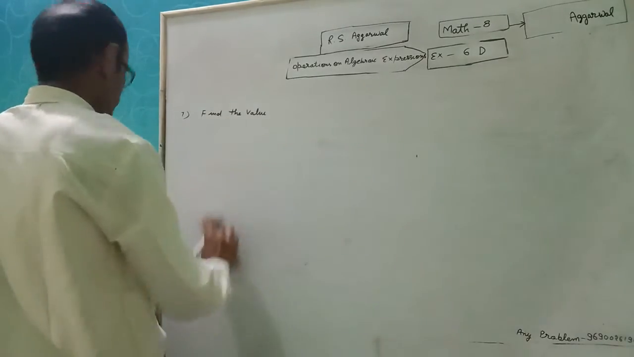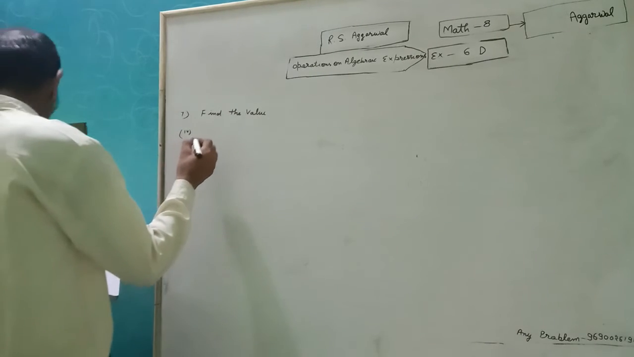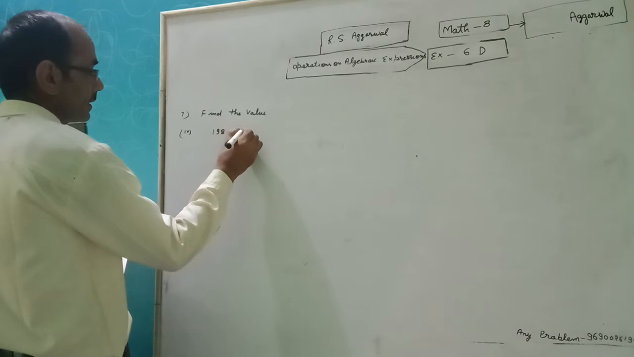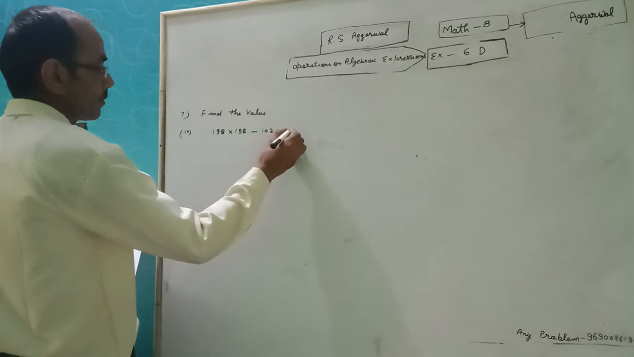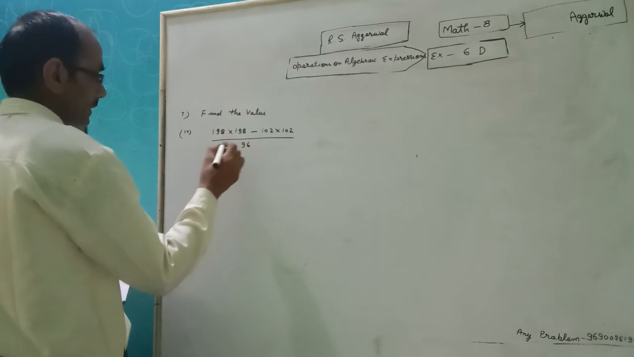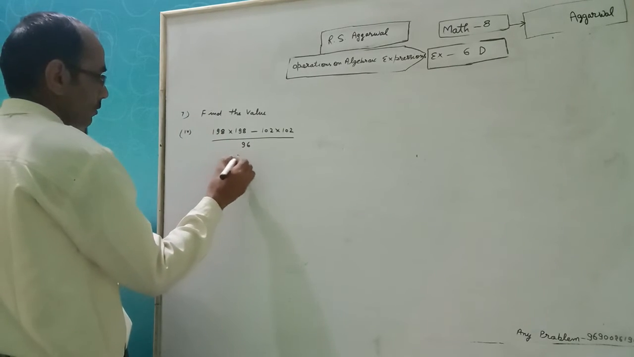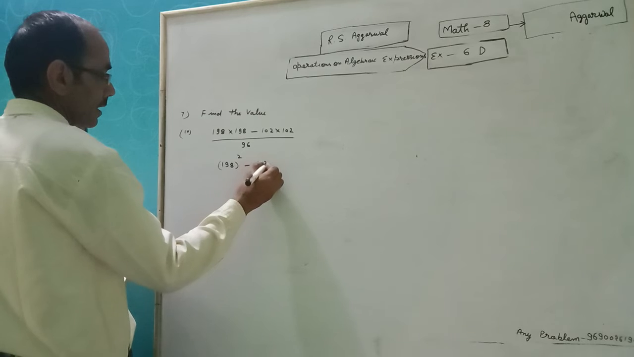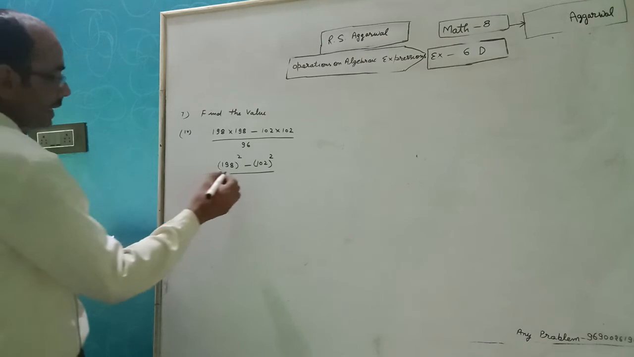Fourth part is question 198 into 198 minus 102 into 102 upon 96. 198 make the square. 198 square minus 102 square. We may write in numerator, upon 96.